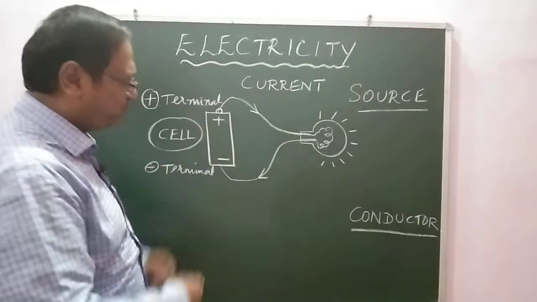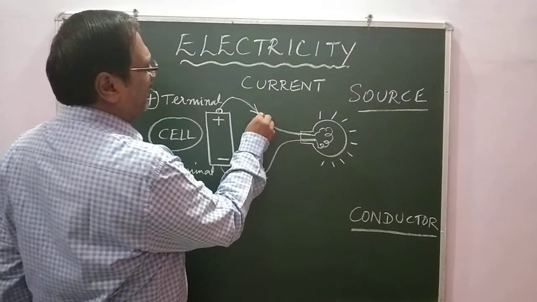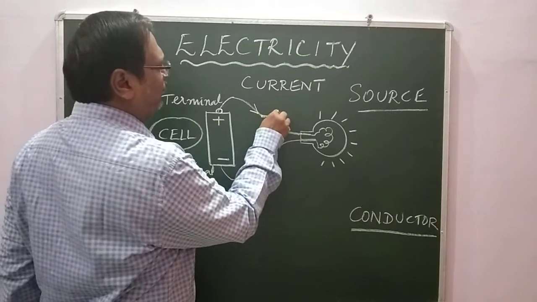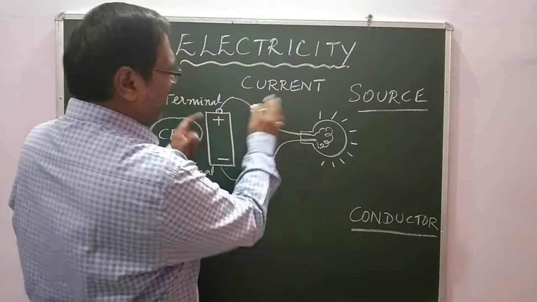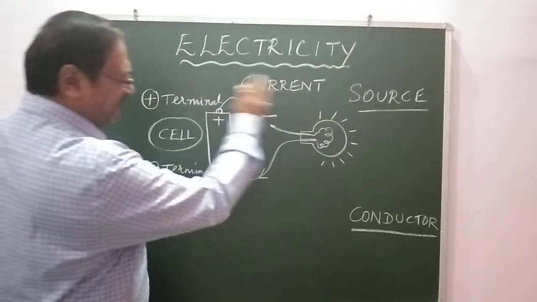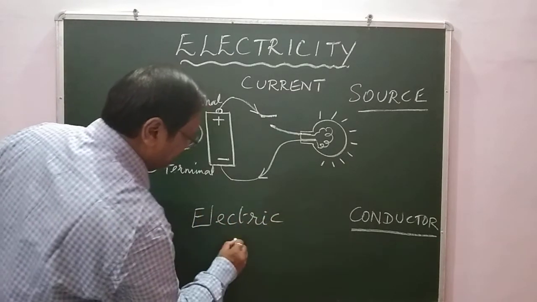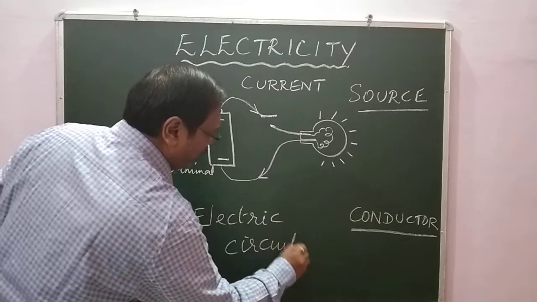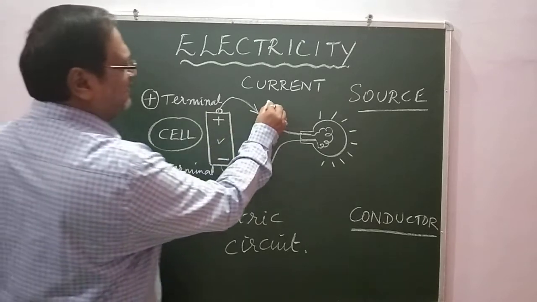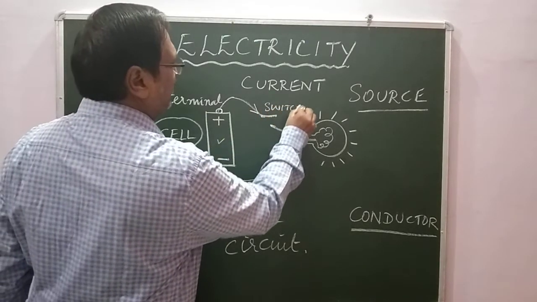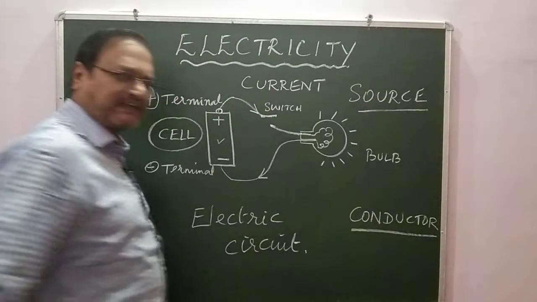I can put a switch here. Very simple. Just to close like this, you do it. And we can put a small connecting wire like this. Now this is called an electric circuit. Now, what is this electric circuit? It consists of a cell, a switch, and a bulb. It's a very simple electric circuit.